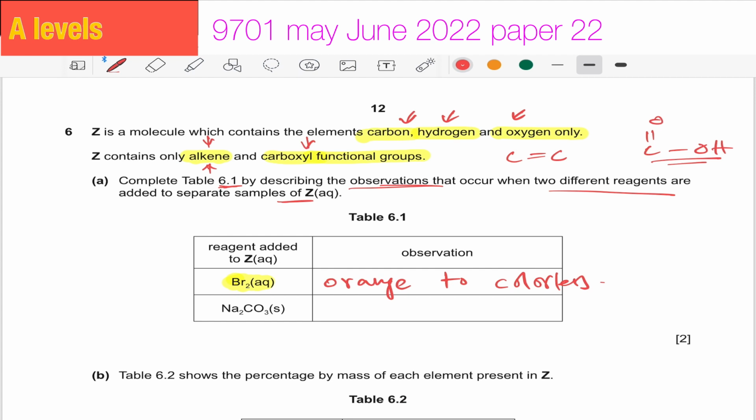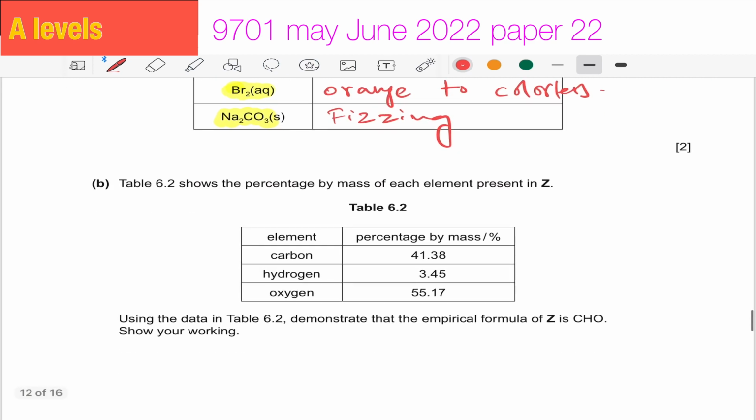All right, and the next reaction is when we react Z with sodium carbonate. Sodium carbonate will react with acid to give salt, water, and carbon dioxide, the signature reaction of acids. Because carbon dioxide gas is produced, the observation would be fizzing or effervescence. All right, so very simple questions.